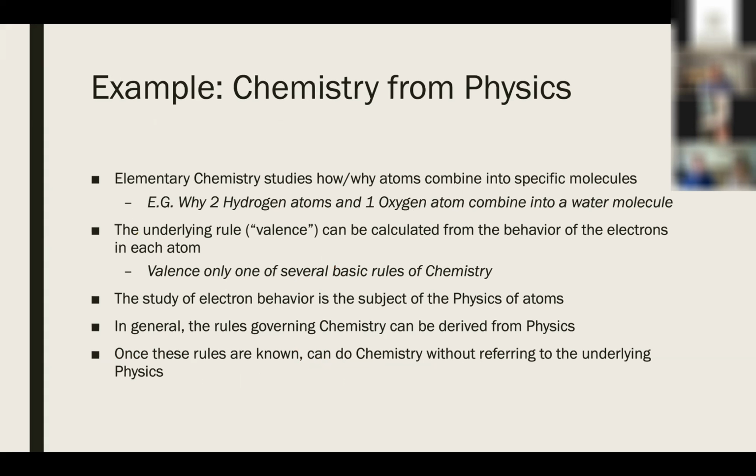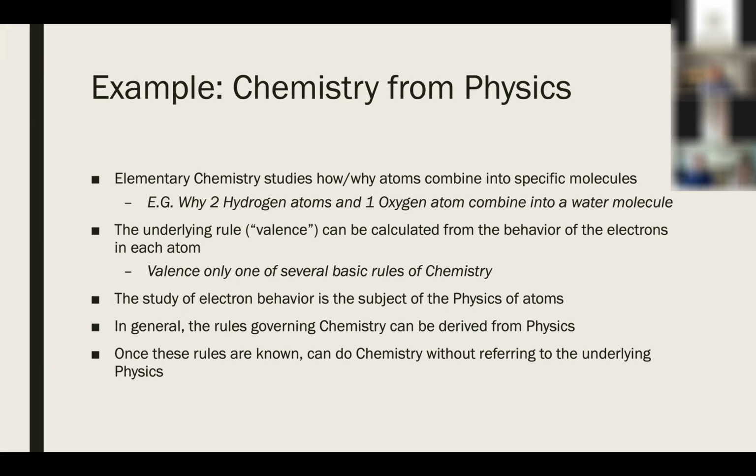So now I'm going to give an example sort of analogous to what I did in math and show how chemistry comes out of physics. So elementary chemistry is the study of how, and the rules governing, the combination of atoms into some specific molecules. For example, the obvious one of two hydrogen atoms getting together with one oxygen atom, and that forms a water molecule, and chemistry described as H2O or HOH. Could be described a lot of ways.